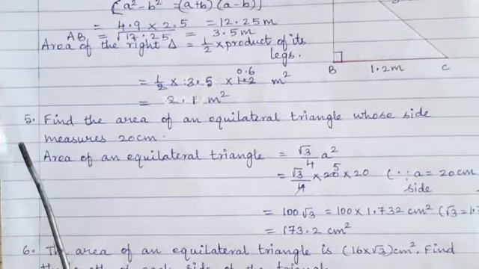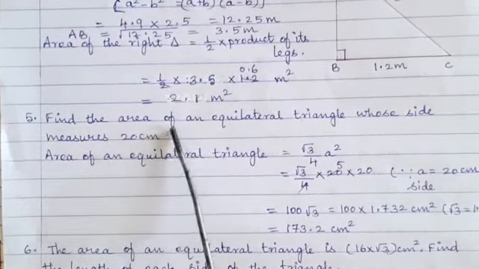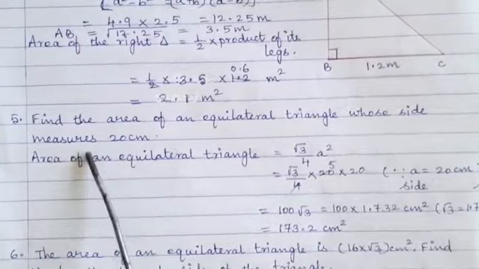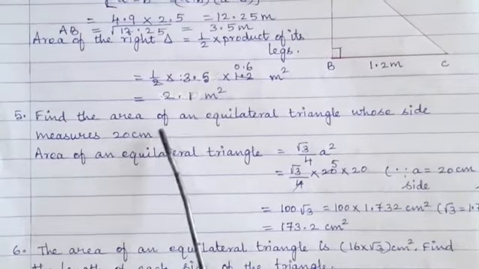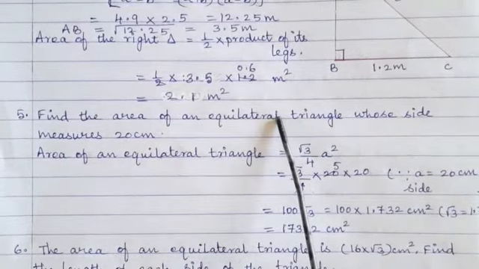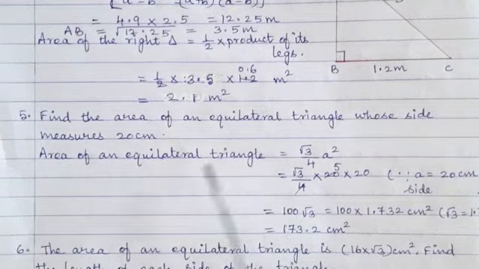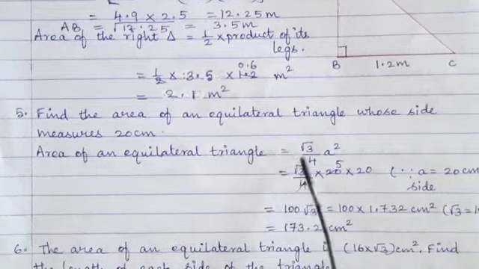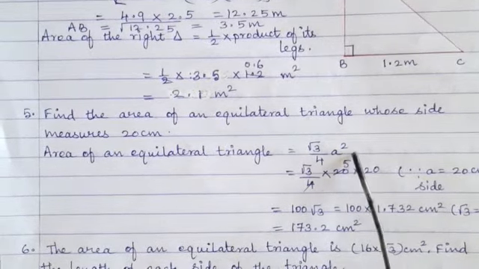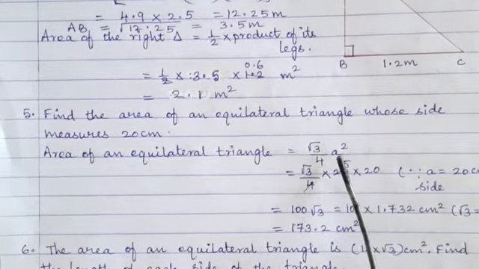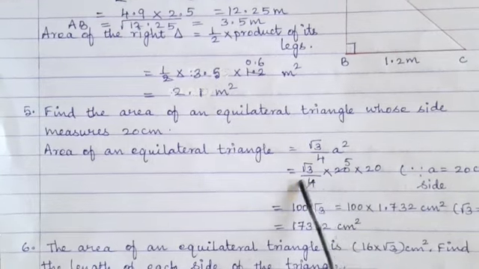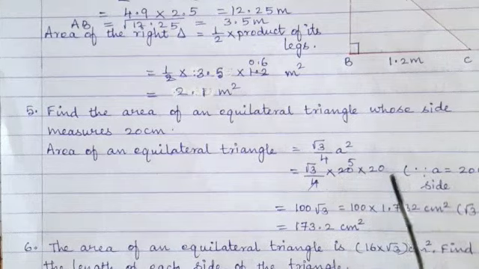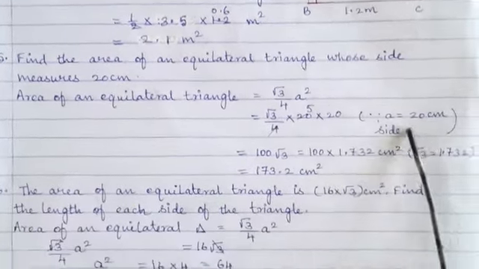Question number 5. Find the area of an equilateral triangle whose side measures 20 centimeter. In this question, area of an equilateral triangle, so we will use the formula which is given in the front. Area of an equilateral triangle equal to root 3 by 4 into a squared. A represents the side of the triangle. Root 3 by 4 into 20 into 20. 20 is given, that is the side of the triangle.